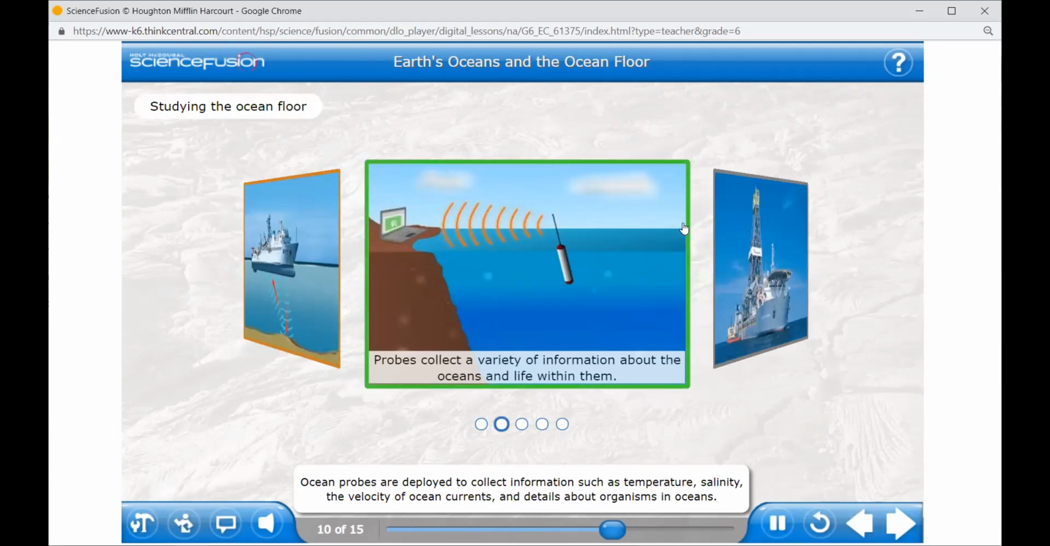Ocean probes are deployed to collect information such as temperature, salinity, the velocity of ocean currents, and details about organisms in oceans. Probes can communicate with computers to relay images and information to the surface for scientists to collect and analyze.